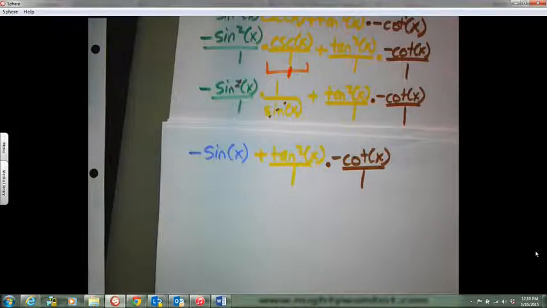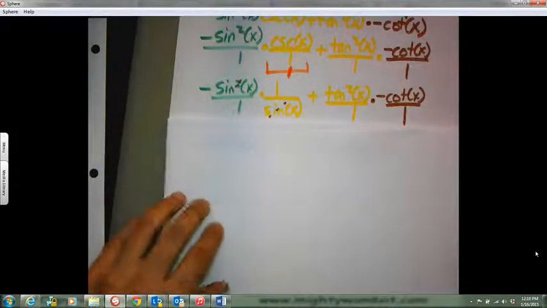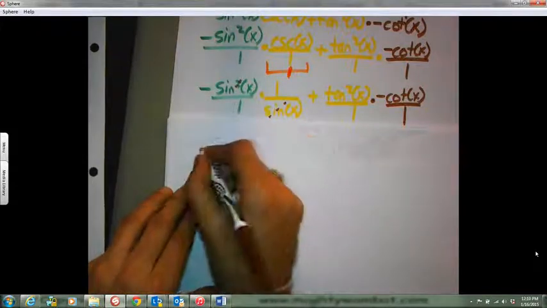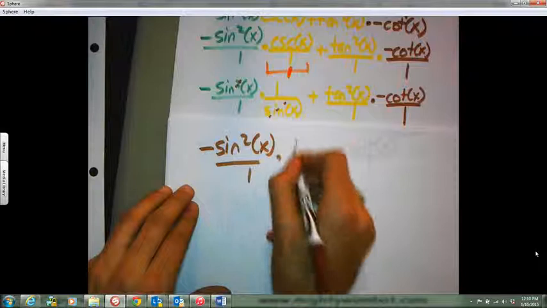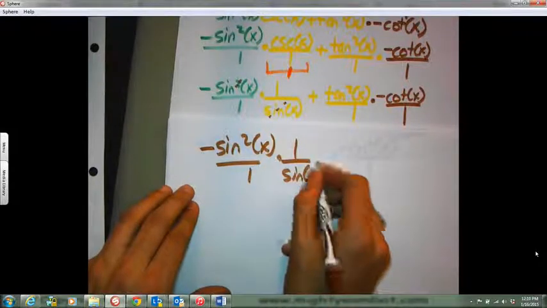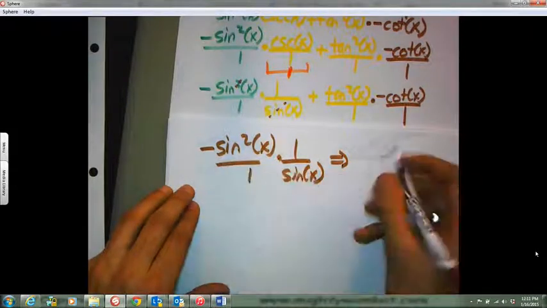To put it differently, what Chepe said is exactly right. I'll just put it in words. He said basically you have this. So I'm basically saying let u equal sine of x. So you got negative u squared over 1.